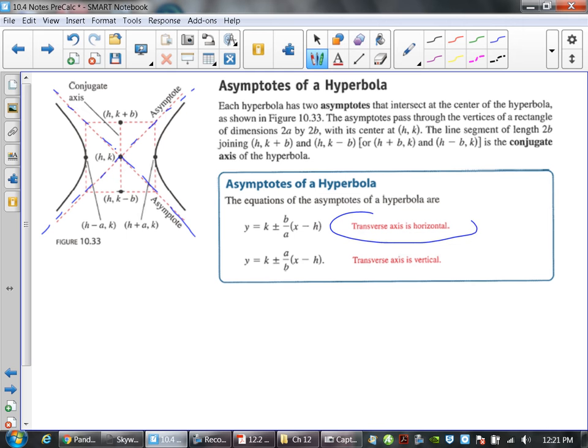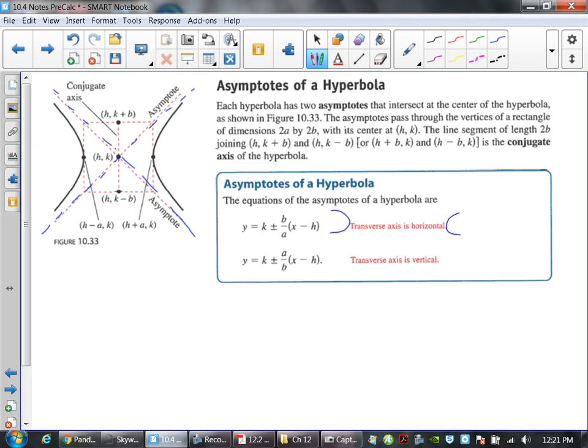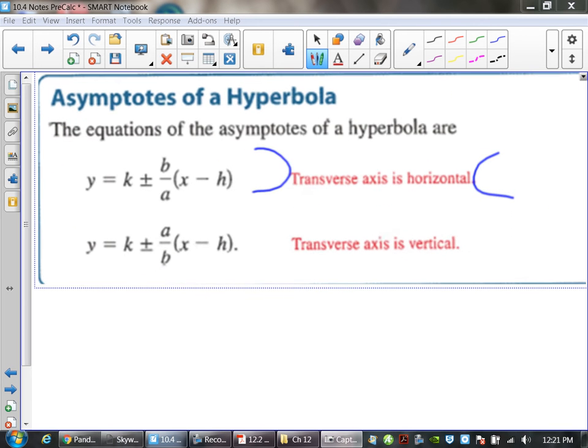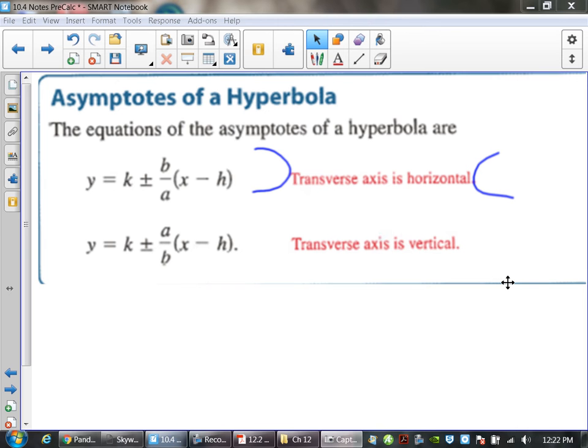If the transverse axis is horizontal, which means it's an x squared first, it's going left and right. I shouldn't have drawn that with an ellipse around it. I should have done it like this. So let me show you these two equations. Now I'll put them up on the board here. It's just a quicker way to write out the equations for those in slope-intercept form.